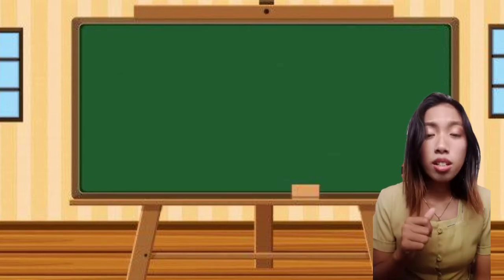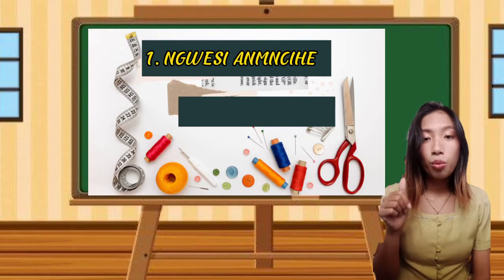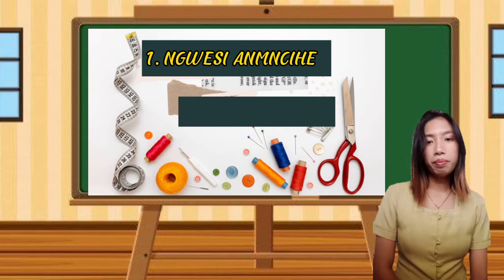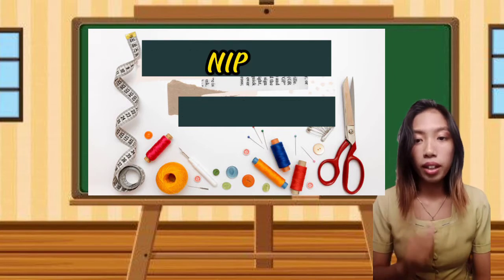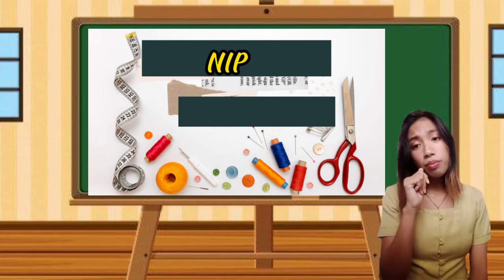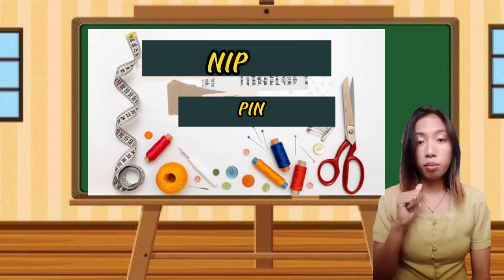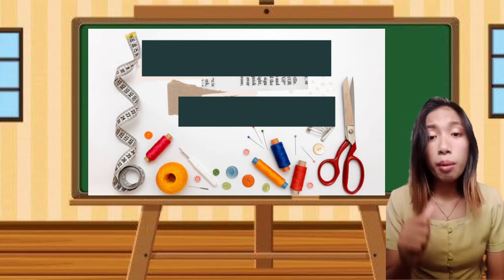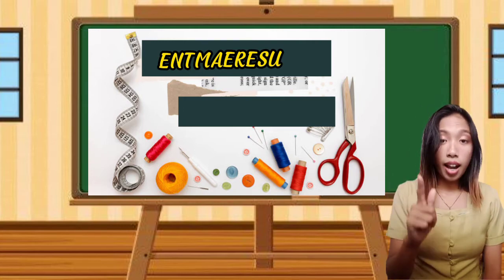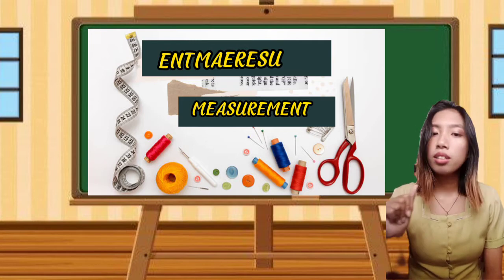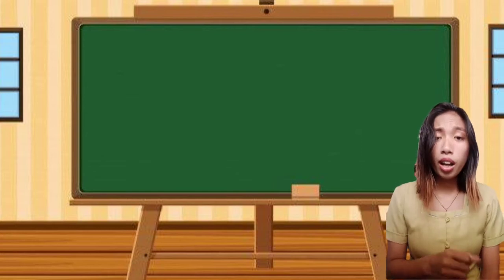The first jumbled word is what? Yes, Miss Marinay? Correct. That is sewing machine. Very good guess. What about number 2? Yes, Miss De La Cruz? Exactly. That is pin. Thank you, Miss De La Cruz. And how about number 3? Yes, Miss Pichi? That is measurement. Exactly. What a brilliant student. You're all correct.